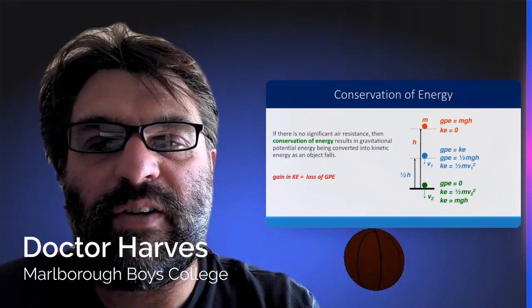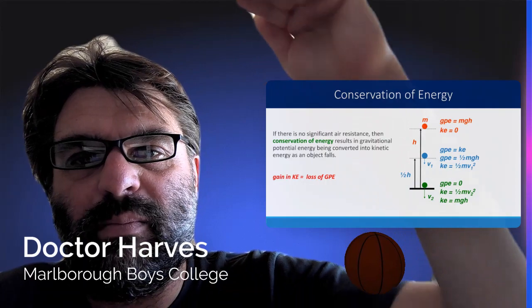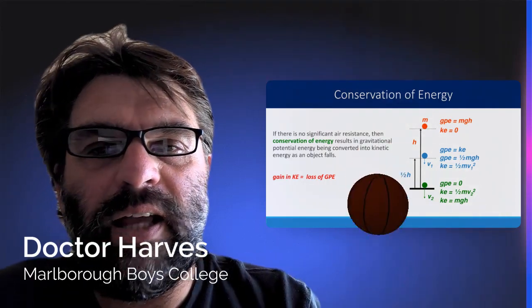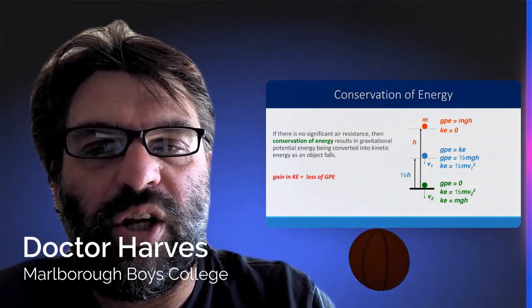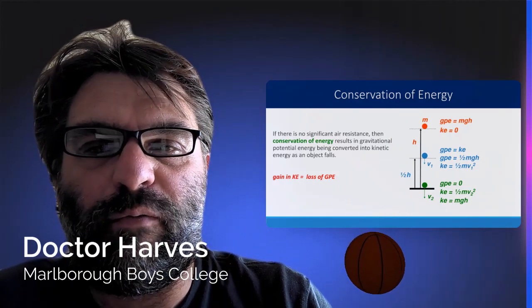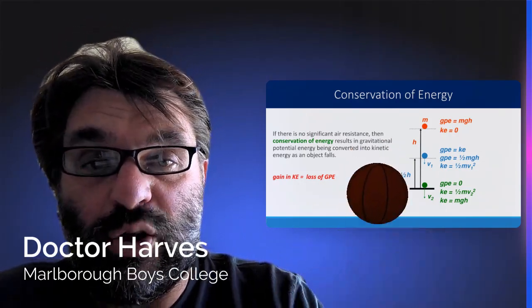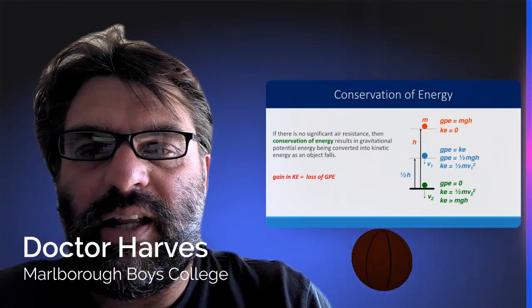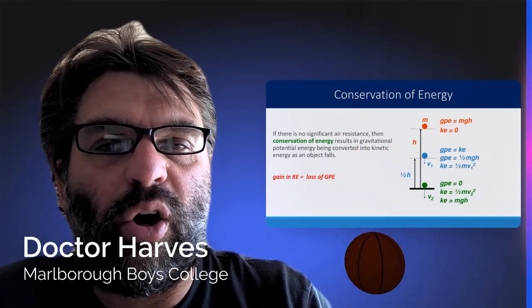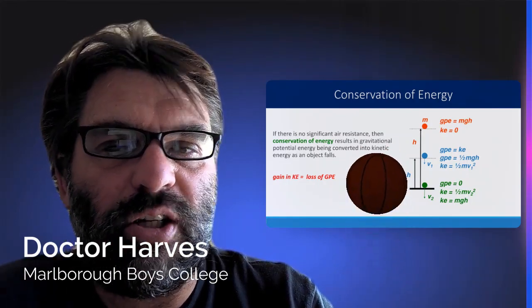And that happens because the gravitational potential energy, as it moves from the height, is going to be all converted into kinetic energy at the bottom as that object falls in terms of its height. So the gain of kinetic energy will be equal to the loss of gravitational potential energy. So what does that look like?